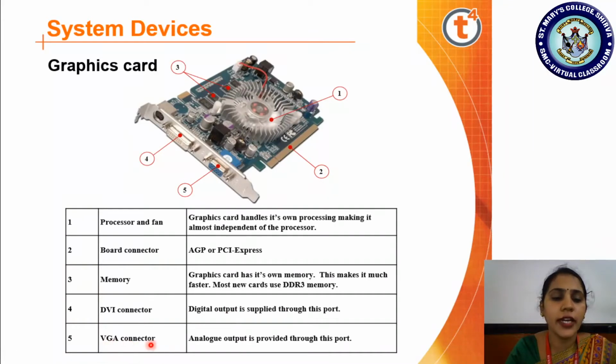And the VGA connector, what is this? Analog output is provided through this port. Just now I told you, with the graphics card there are two types, DVI and VGA. This is the fifth one. In DVI no conversion is required, direct digital data is handled without any conversion, whereas in VGA a conversion process is required. So this is how the graphics card has all these components handled through it.